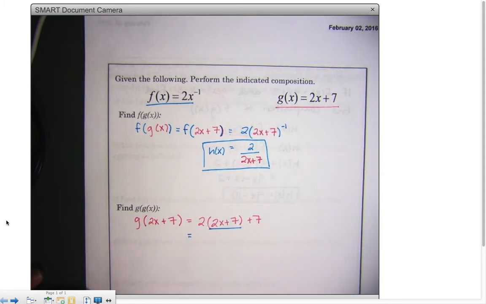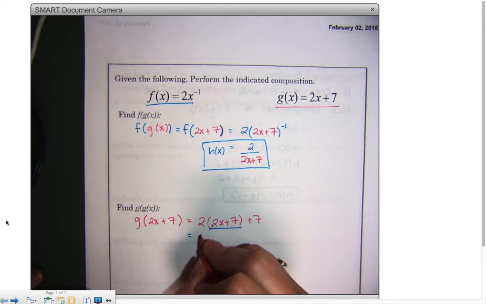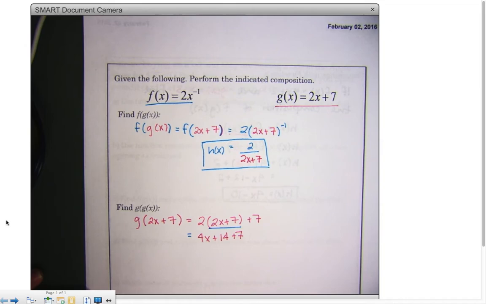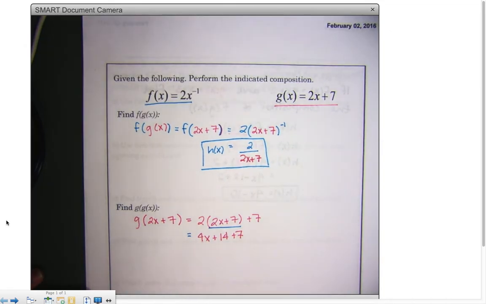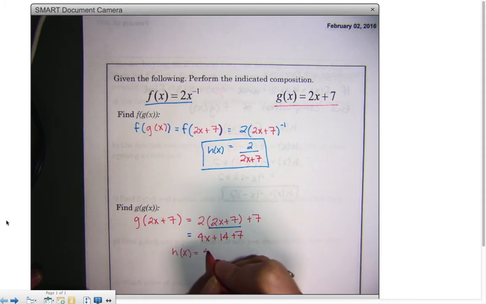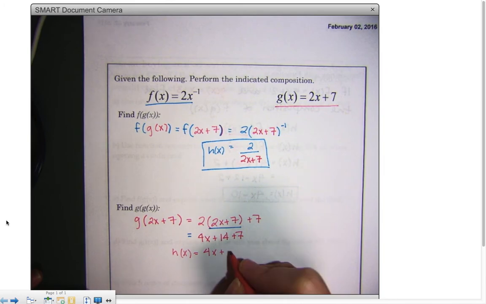So again, distribute the 2. 4x plus 14 plus 7. Just add your constants. So we could say h of x equals 4x plus 21.